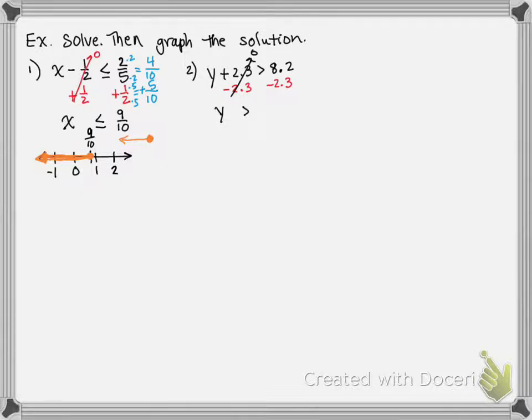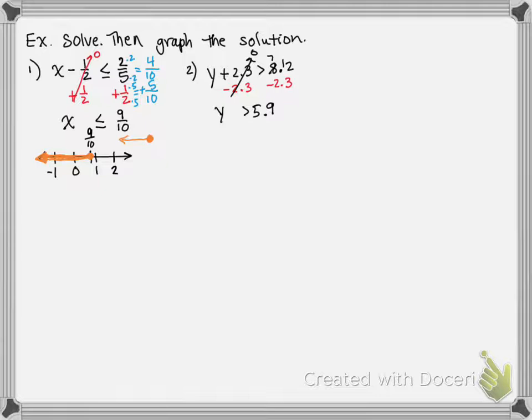And then I'm going to do my math over here. So I have to rename. 12 take away 3 is 9. Then we have the decimal point. And 7 take away 2 is 5. Okay, so I get my answer: y is greater than 5 9/10.